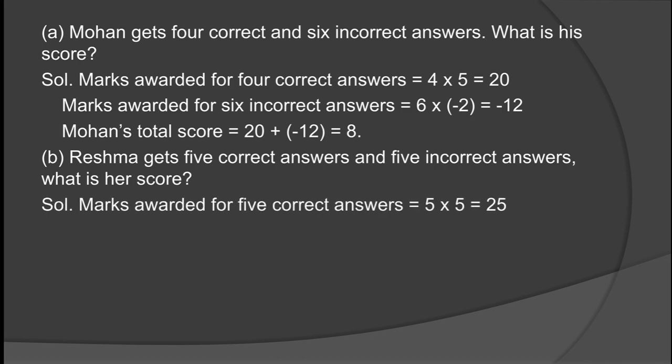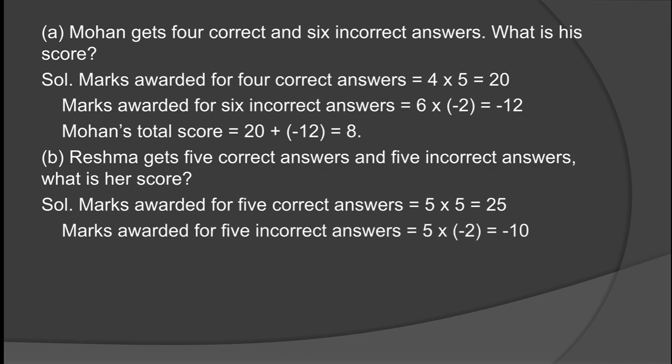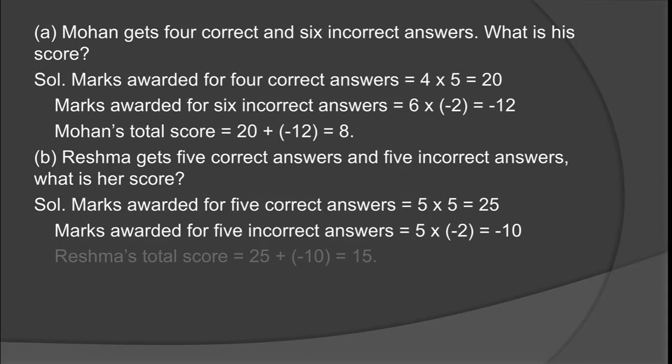So marks awarded for 5 correct answers is equal to 5 into 5, which comes out to be 25, and marks awarded for incorrect answers is equal to 5 into minus 2, which comes out to be minus 10. Hence the total score of Resma is 25 plus minus 10, which comes out to be 15. So we can say that Resma scored 15 marks in the test.